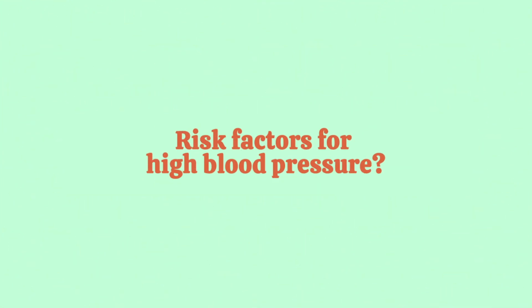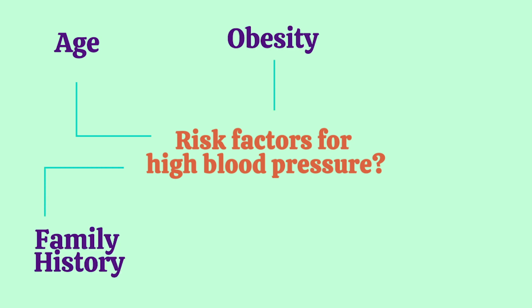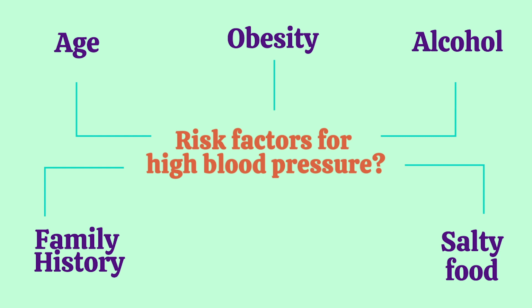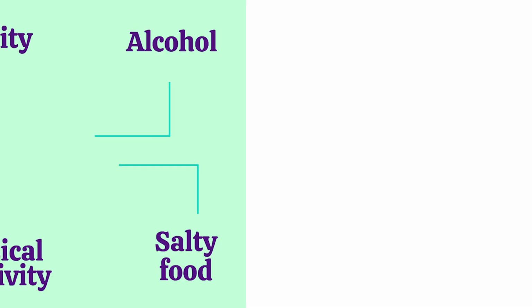Okay, so now let's take a look at the risk factors for high blood pressure. Your age is an important risk factor. Your blood pressure increases with advancing age. Obesity, having a family history of hypertension, eating a lot of salty food, drinking a lot of alcohol, and not getting a lot of physical activity are also risk factors for high blood pressure.